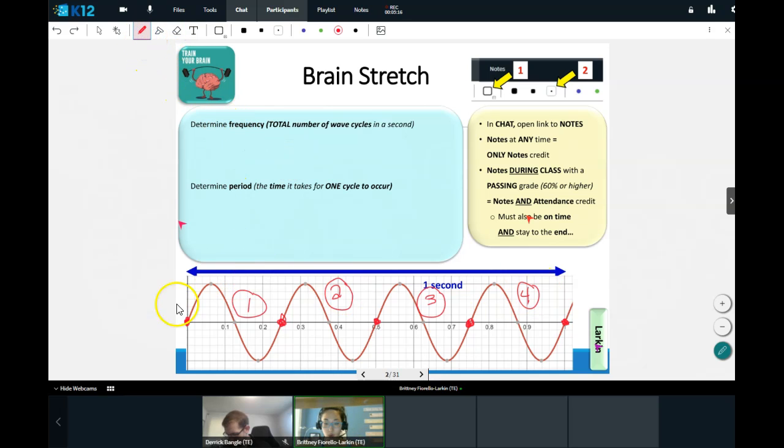I'm asking what is my frequency here? So we know there's 4 waves. Put that with our correct units so that we have our frequency.